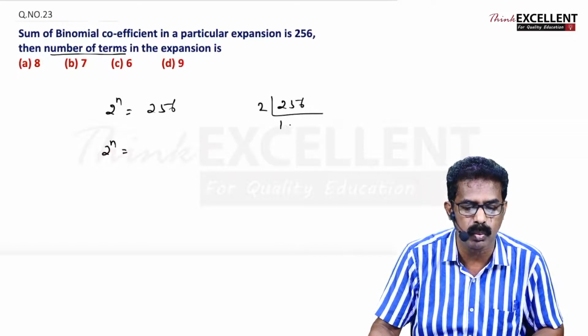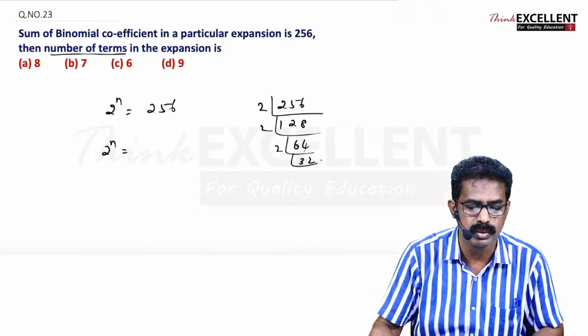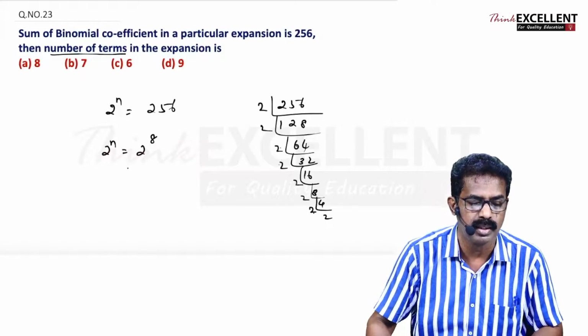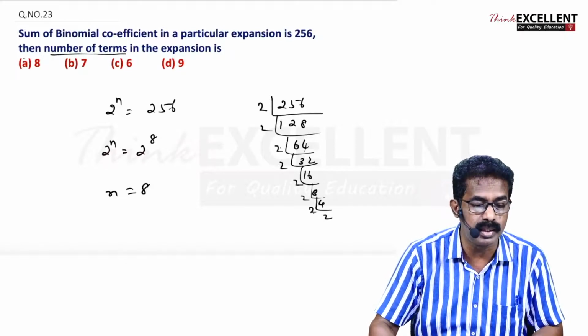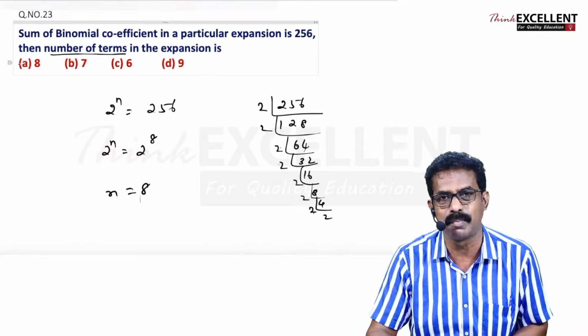2 twos are 4... let me do it: 256, 2 twos are 128. Again 2 twos 64. Again 2 twos 32. 2 twos 16, 2 twos 8, 2 twos 4, 2 twos 2. 1, 2, 3, 4, 5, 6, 7, 8. 2 raised to 8. So n is equal to 8. Immediately don't mark n equal to 8. It is wrong. n is 8, but they didn't ask n.